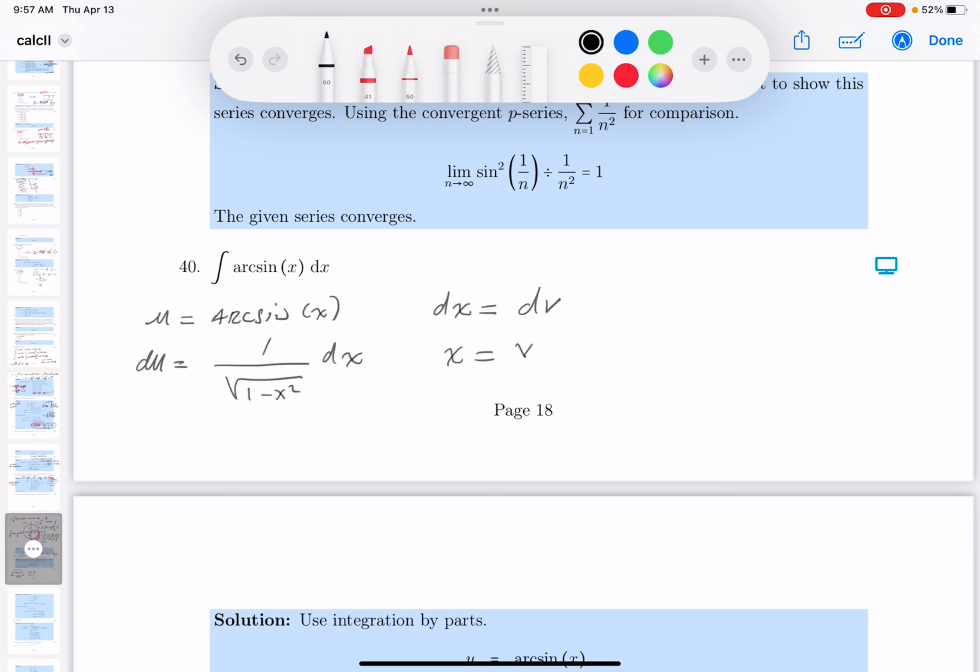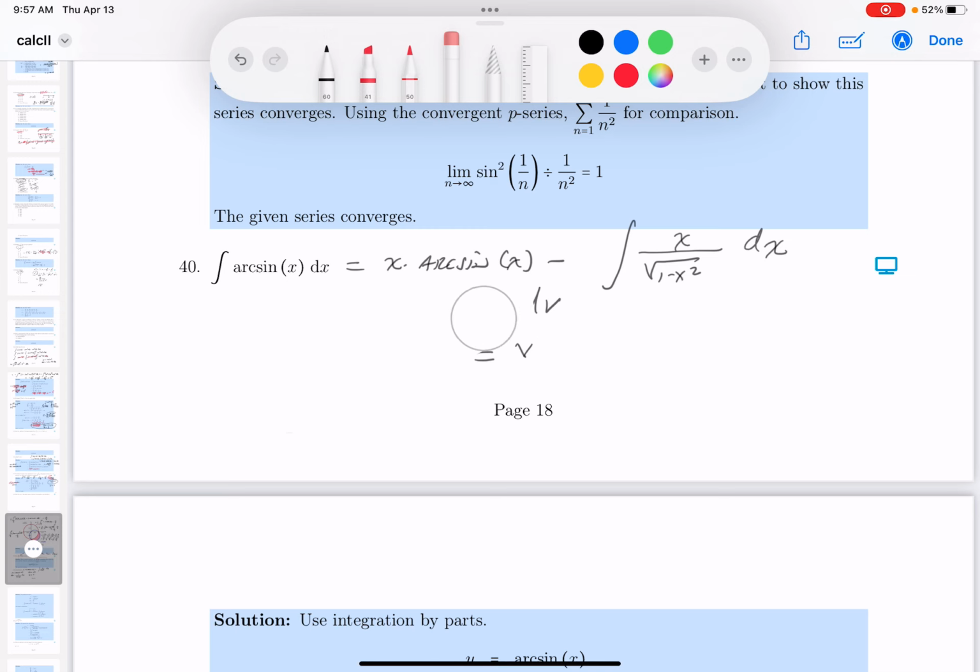So let's write this over here. So it's going to be uv, so it's x arc sine, minus, here comes the tough part, it's going to be, let's see, I get this over here, and then I get an x, and I get a dx. All right? So I feel comfortable about that, because I'm looking at that guy, and I'm going to say the integration got easier for me. Right? I need to erase this over here, because I'm done with this. I don't need this anymore.